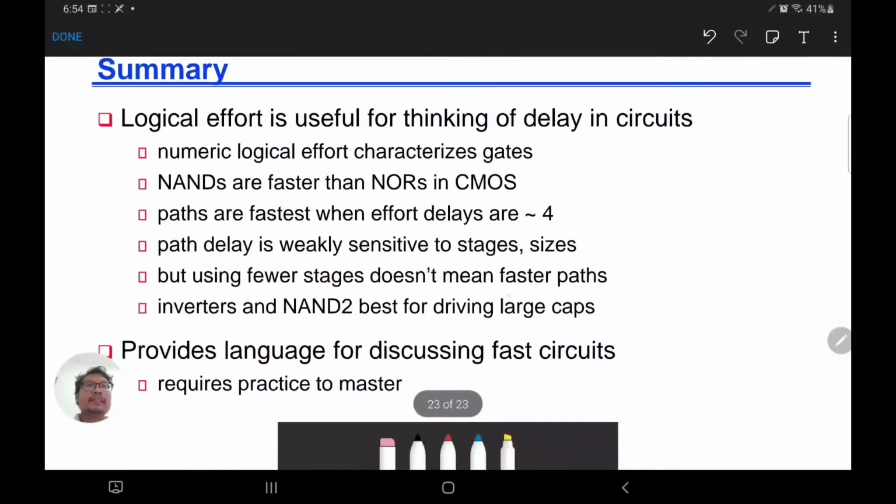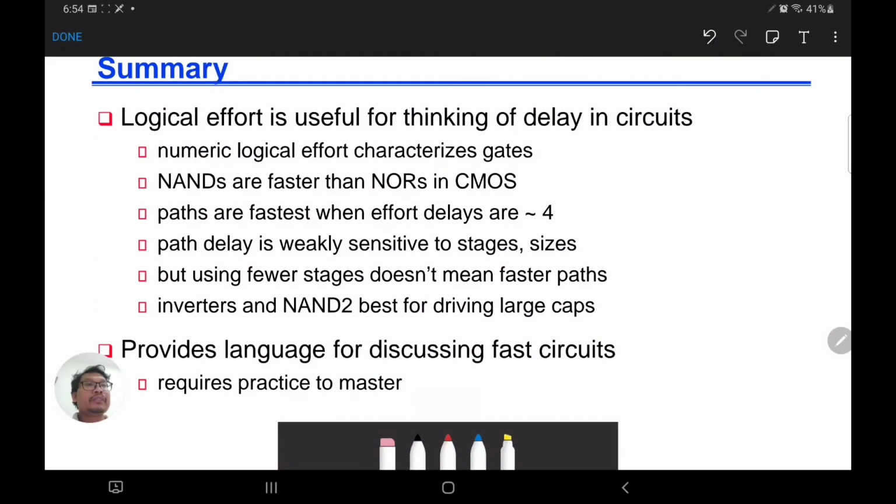So in summary, the logical effort is useful for thinking of delay in circuits. The numerical logical effort characterizes gates. NANDs are faster than NORs in CMOS. It's quite interesting to see. NANDs are faster, so preferably we want to use a NAND gate instead of a NOR gate. Paths are fastest when effort delays are around 4. Path delay is weakly sensitive to stages and sizes. Using fewer stages doesn't mean a faster path.